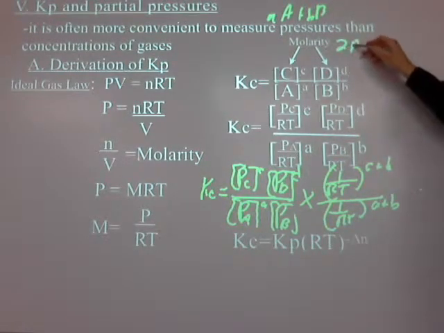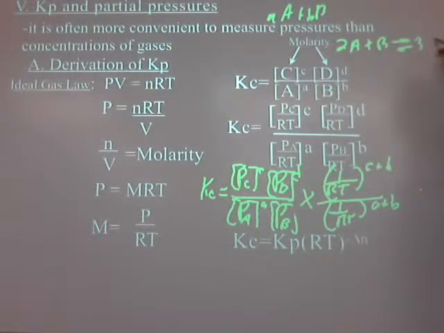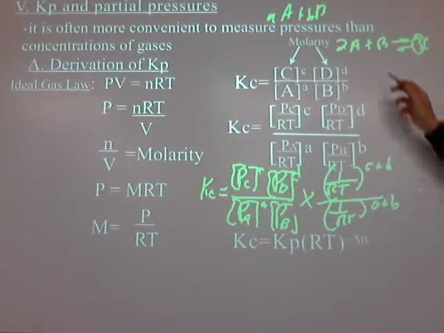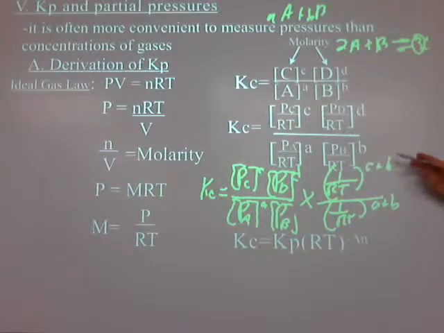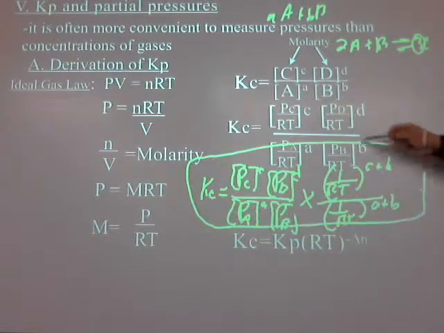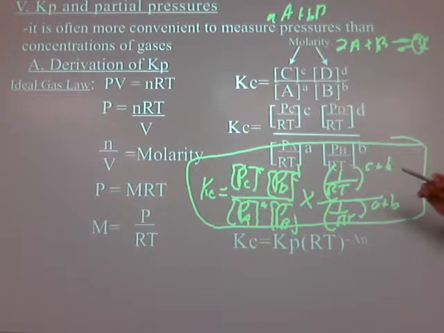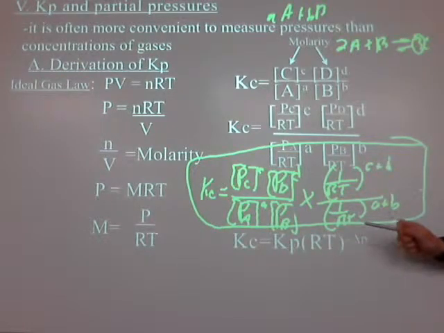So that would be like 2A plus B yields 3C, for example. What you would have is you'd have this guy up here, he would be a 3 up here, because that's all the products added together. This would be a 3 down here, because a 2 and a 1. Those are your coefficients. And because it's products over reactants, what do you do when you divide? You subtract. That's why it's delta n, products minus reactants. When they are exponents, you subtract. So believe it or not, this whole big, ugly monster can be summarized into that nice, simple equation.